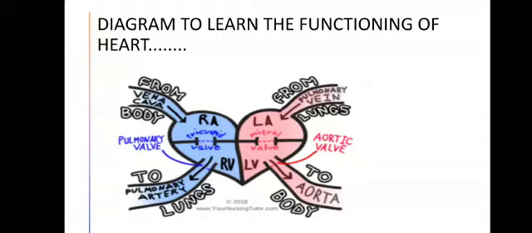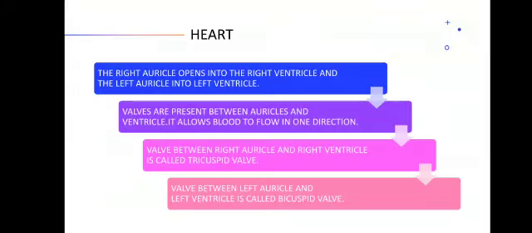So from different parts of the body, deoxygenated or impure blood comes to the right auricle. Through the tricuspid valve, it goes to the right ventricle. So the right auricle opens into the right ventricle and the left auricle opens to the left ventricle. What is present there? A valve is present. The valve between the right auricle and right ventricle we call the tricuspid valve. The valve between the left auricle and left ventricle is called the bicuspid or mitral valve.